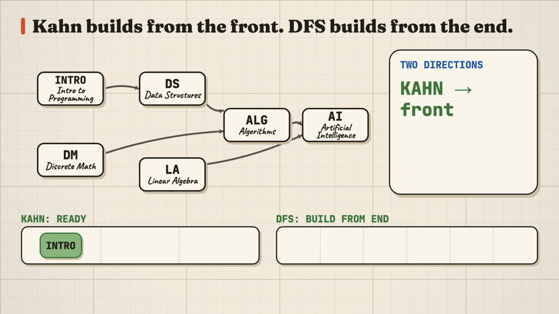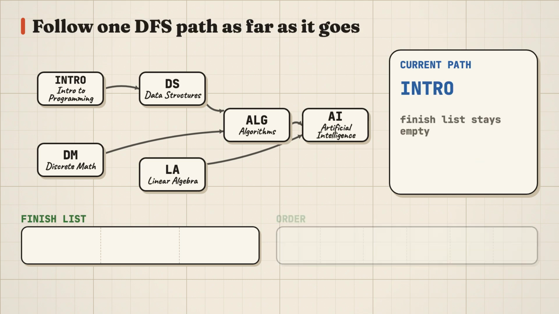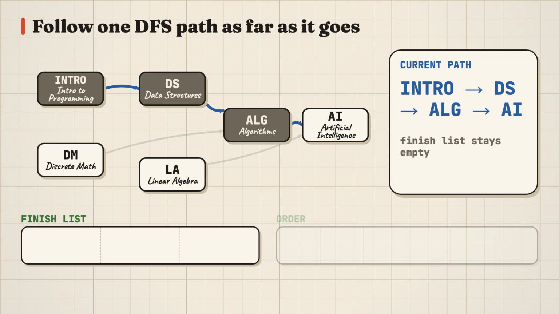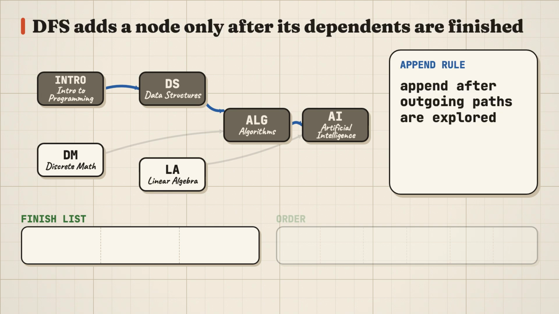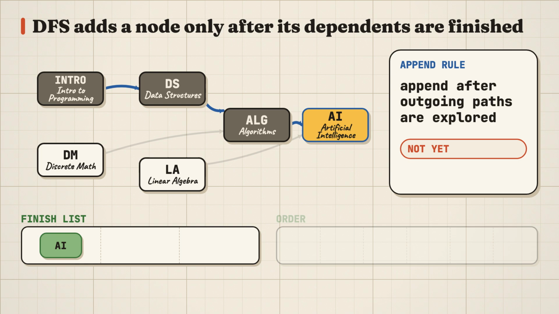Kahn's algorithm builds the order from the beginning. Depth-first search takes the opposite approach and builds it from the end. Start from Intro to Programming and follow its arrows through data structures and algorithms until we reach artificial intelligence. Should Intro to Programming enter the final list immediately? Not yet. With DFS, a course is added only after every course that depends on it has been completely explored.